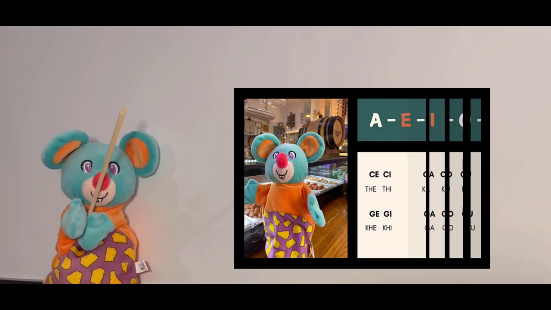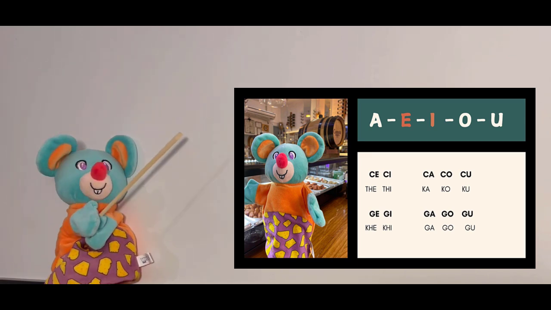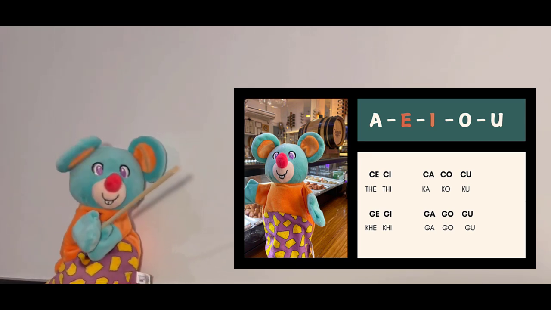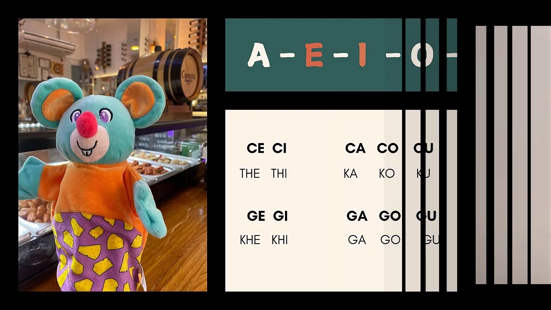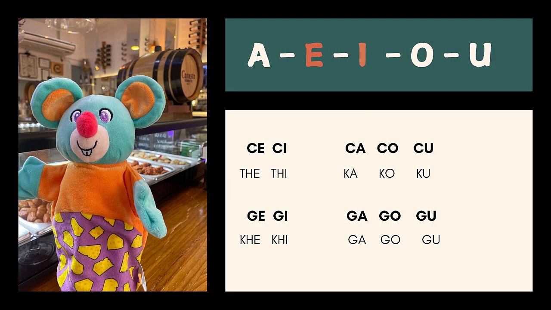Very good. Now we are going to mix it with other letters. Look at these words. The letters C and G come with these vowels. When the letter C comes with E and I, it has the same sound as "the" and "thi". And if it comes with A or U, it has the sound as ka, ko, ku. And the letter G, when it comes with E and I, has the sound as he, hi. And when it comes with A or O or U, it has the sound as ga, go, gu.